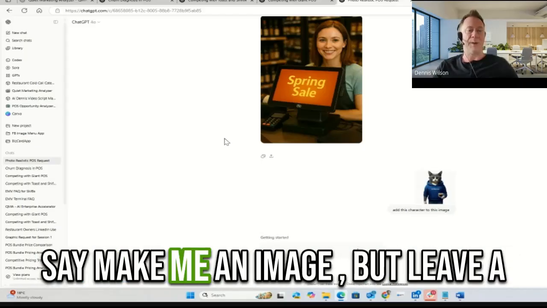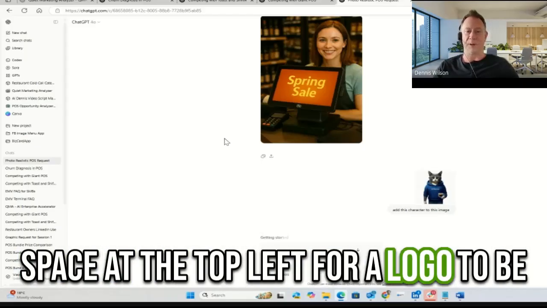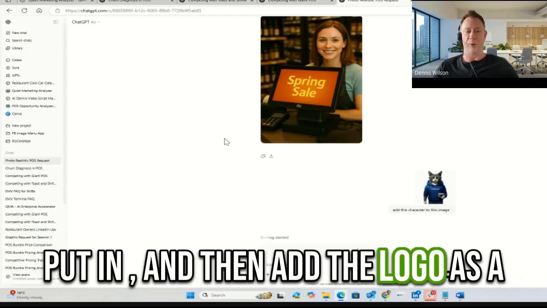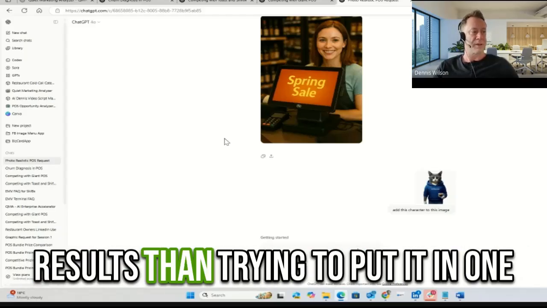You could say, make me an image, but leave a space at the top left for a logo to be put in, and then add the logo as a second prompt. You'll get better results than trying to put it in one prompt.